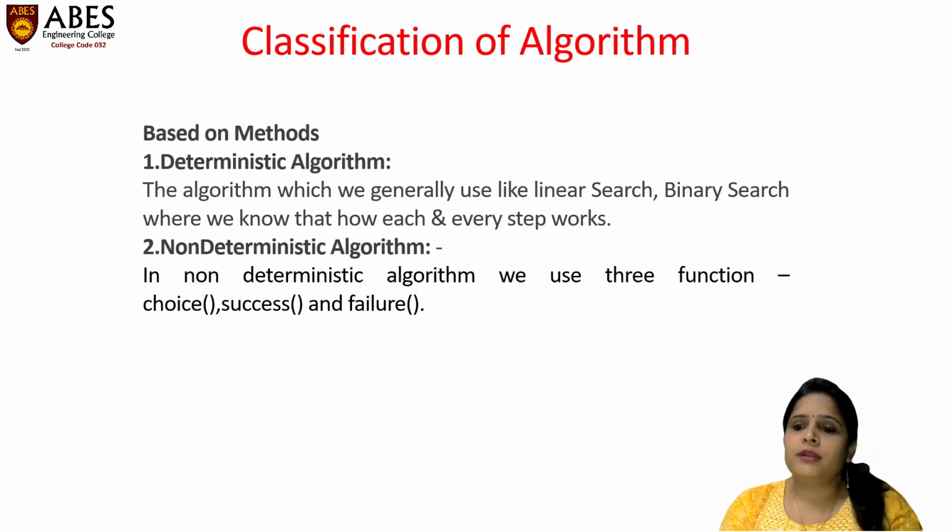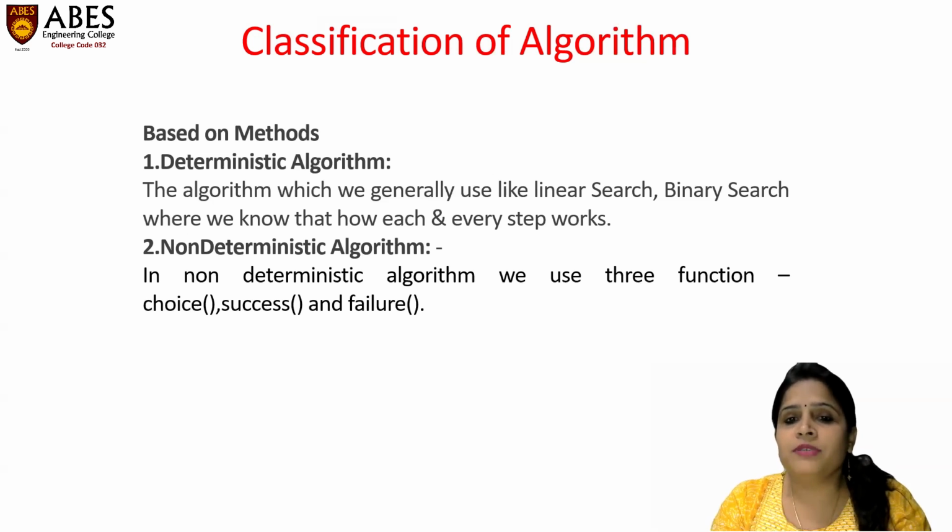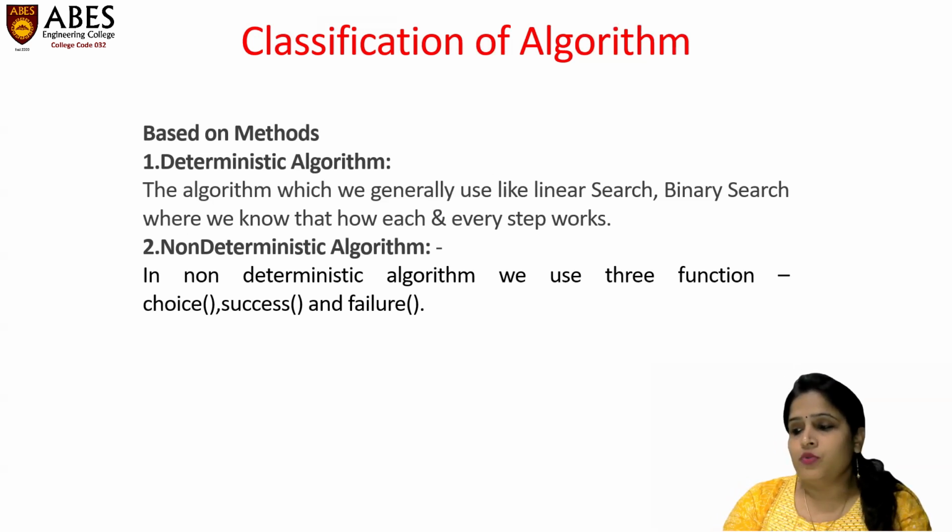If I am talking about non-deterministic algorithms, these are those problems which cannot have a definite path. For a single input we have one or more outputs, right? So we can say in a non-deterministic algorithm we have choice. On the basis of the choice function we also have success and failure. So the algorithm basically uses three functions: choice function, success function, and failure function. These kinds of algorithms come in the category of non-deterministic algorithms. I hope you understand the concept of deterministic and non-deterministic algorithms.